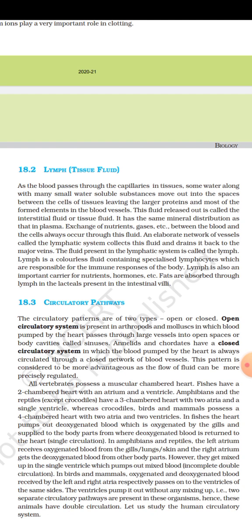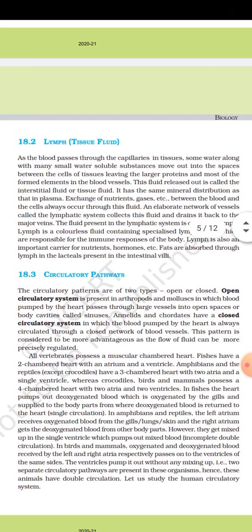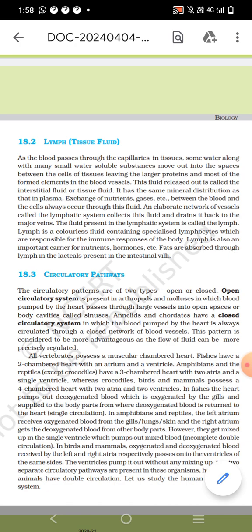An elaborate network of vessels called the lymphatic system collects this fluid and drains it back to the major veins. The fluid present in the lymphatic system is called lymph. Lymph is a colorless fluid containing specialized lymphocytes which are responsible for the immune response of the body. Lymph is also an important carrier for nutrients and hormones, etc. Fats are absorbed through lymph in the lacteals present in the intestinal villi.